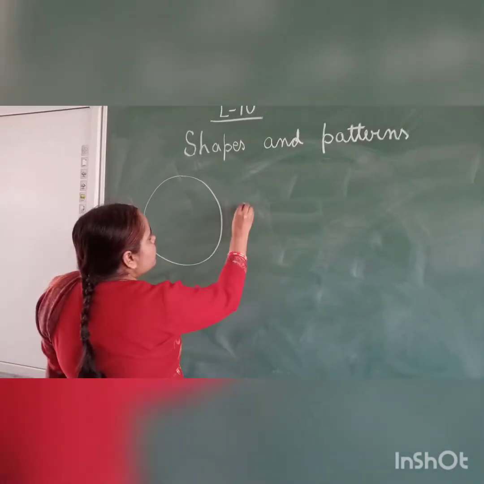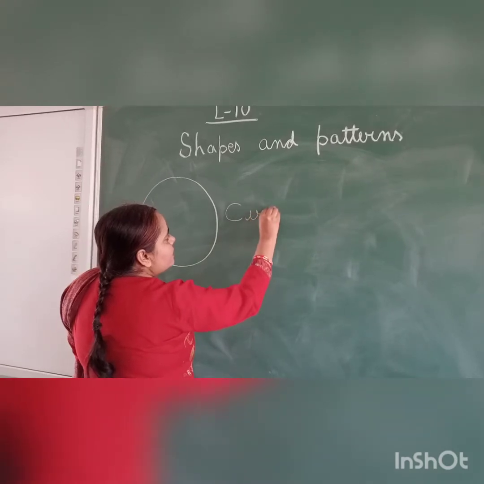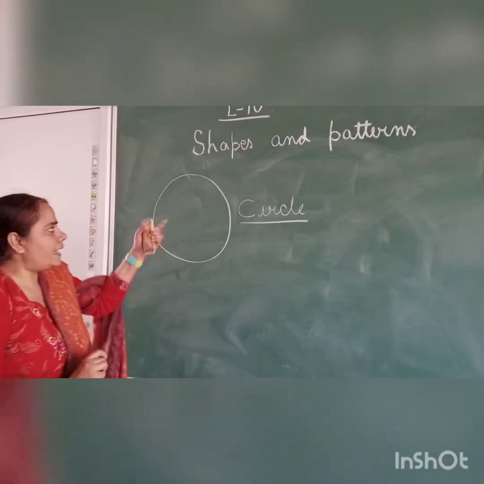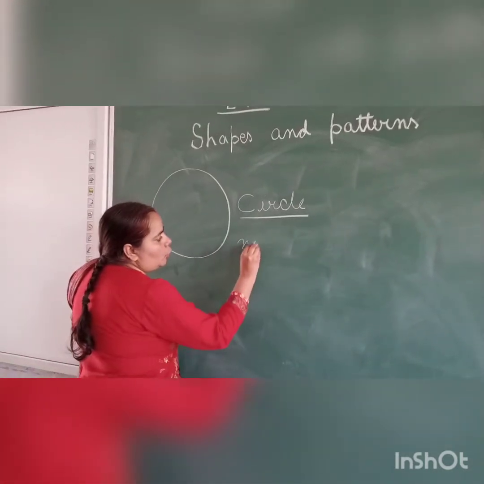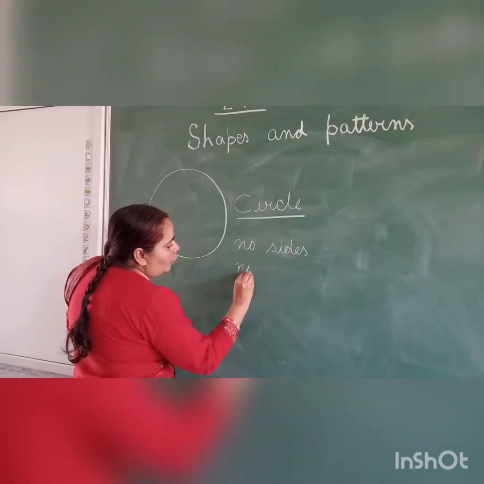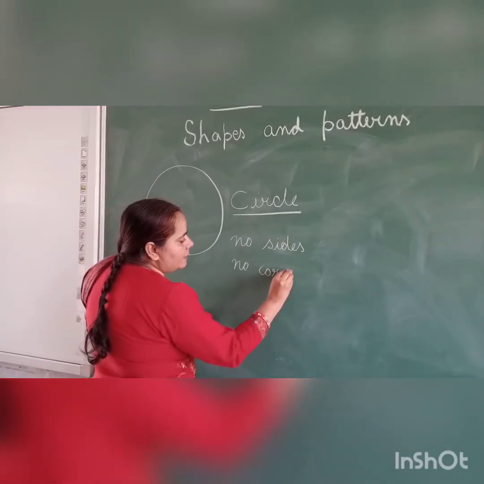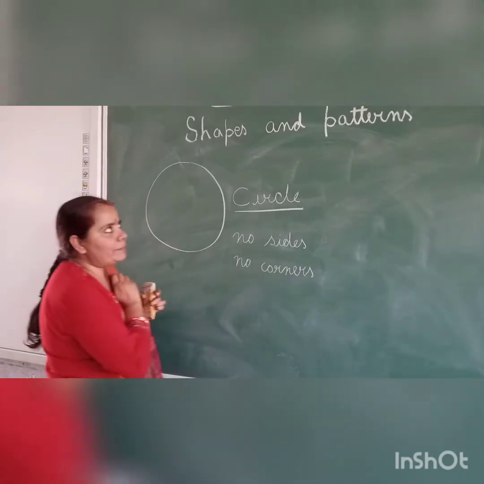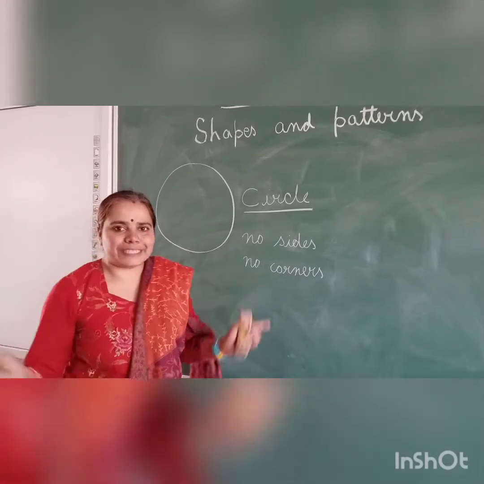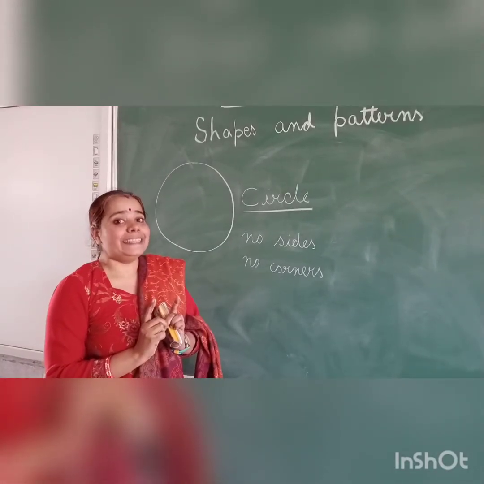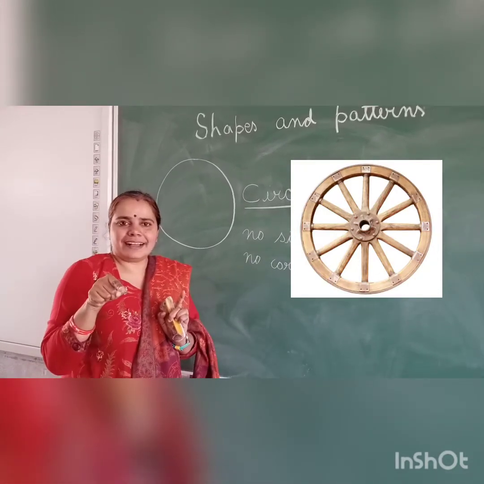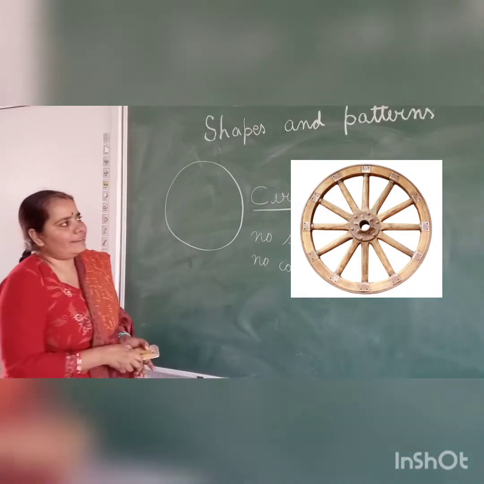This shape is very unique. Which shape is this? This is circle. C-I-R-C-L-E. Learn the spelling also. And this shape has no sides and no corners. And this time you all have to tell me the examples. I know very well you are all shouting, yes, wheels of the bicycle, wheels of the car. Yes, you are all right.